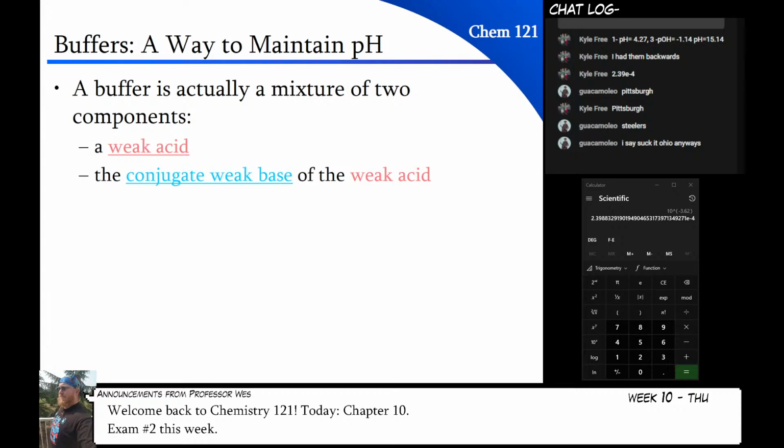A buffer is a combination of 2 things. Those things are the following. Some sort of weak acid is required. It has to be a weak acid. If it's a strong acid, this does not work. The second thing that's required is that you need the conjugate base of the weak acid, which would be a weak base. You need to have these 2 things together to form a buffer.